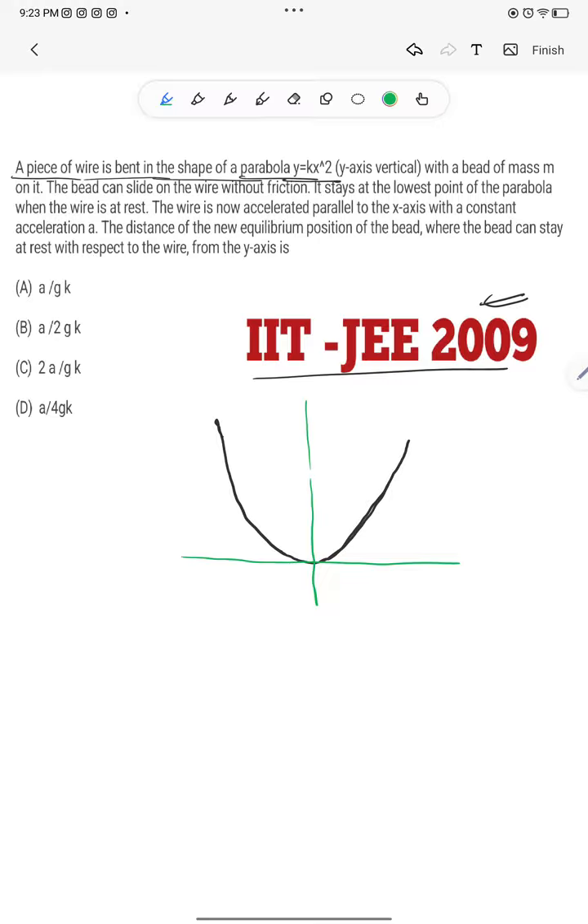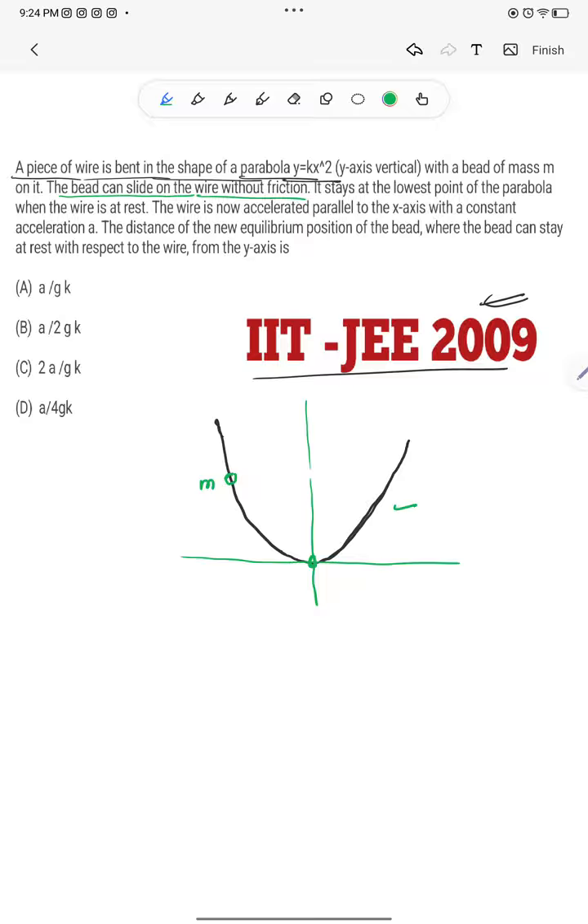There is a bead of mass small m on it. Let's say this is the bead of mass m. The bead can slide on the wire without friction. Here the question is saying that no friction is acting on the bead. It means that when we leave this wire stationary, with no acceleration in the wire, this bead will be at a stable equilibrium at the lowest point of the wire.